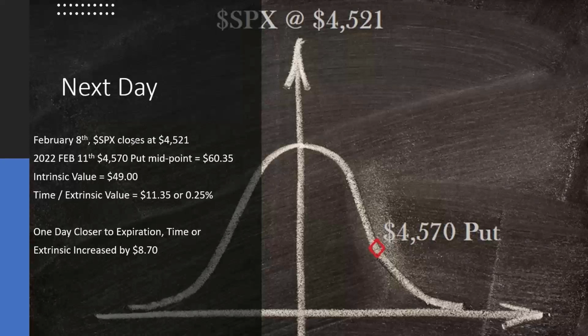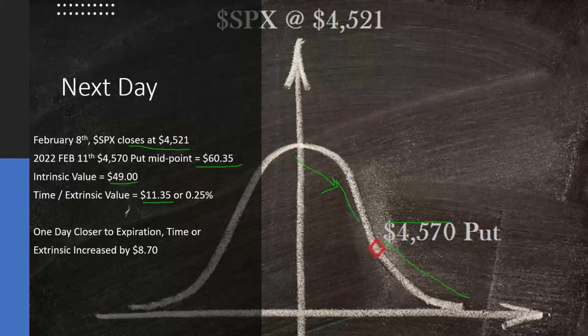1 day later, SPX closes at 45.21. We're going this way. The stock is moving up. It's getting closer to the 45.70 strike put option. It's only about 50 points out of the money. Okay, 49 points out of the money. The price of the option is 60.35 now. It did drop from 89.65 to 60.35. But the intrinsic value is $49. The time value, extrinsic value, as we get closer to at the money, has ballooned up to 11.35 from 2.65, even though a day has passed.